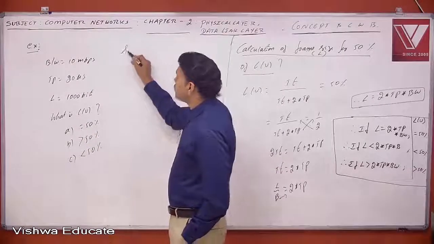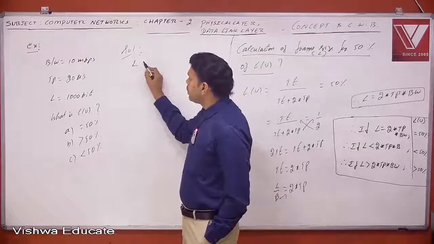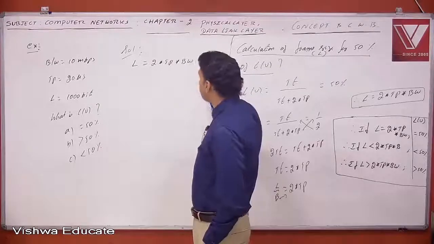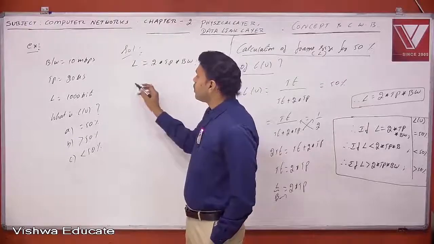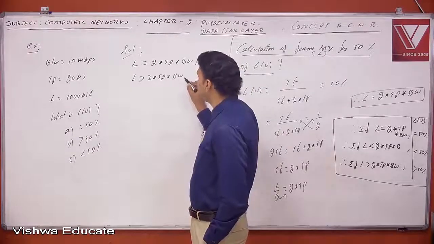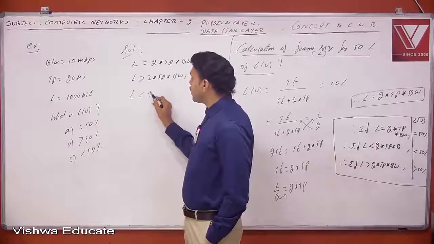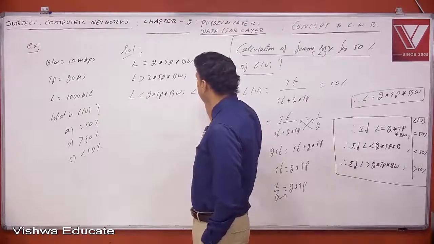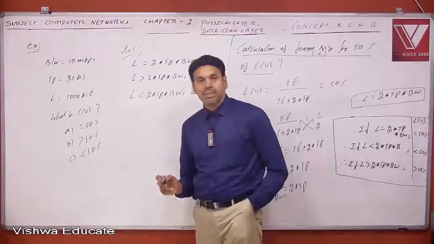So the solution is, you know those equations. What is that? L equal to 2 into TP into bandwidth. You will come to know exactly 50% of efficiency. So if L greater than 2 into TP into bandwidth, we will come to know the efficiency is greater than 50. L less than 2 into TP into bandwidth, we will come to know the efficiency is less than 50%. Very simple.